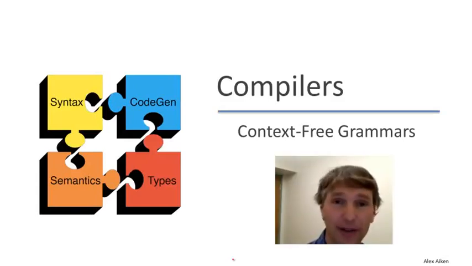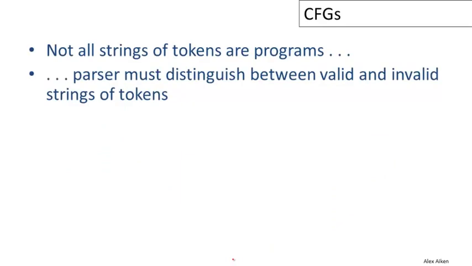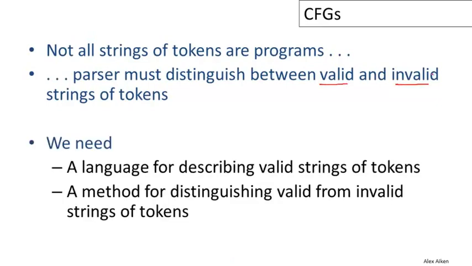In this video, we're going to begin our discussion of parsing technology with context-free grammars. Now, as we know, not all strings of tokens are actually valid programs, and the parser has to tell the difference. It has to know which strings of tokens are valid and which ones are invalid and give error messages for the invalid ones. So we need some way of describing the valid strings of tokens and then some kind of algorithm for distinguishing the valid and invalid strings of tokens from each other.